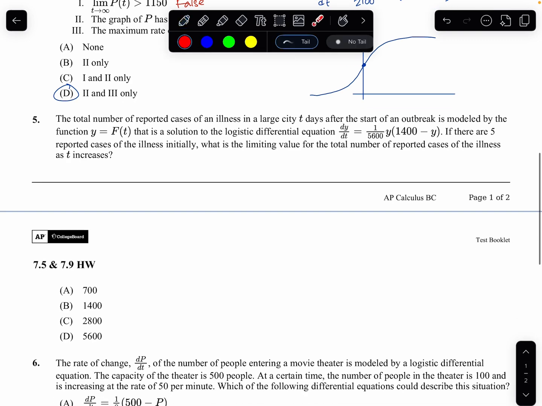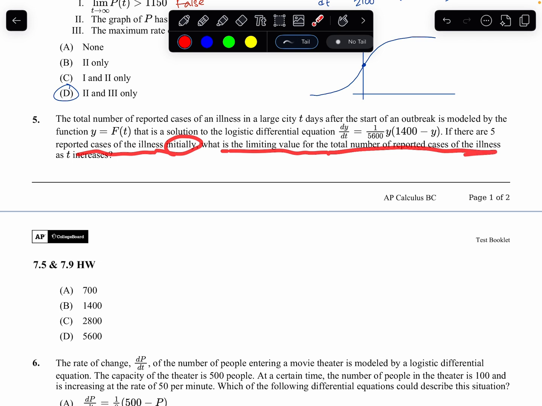All right, the total number of reported cases of illness in a large city after the start of an outbreak is modeled by the function that is a solution to the logistic differential equation here. So here's the derivative for this function. If there are 5 reported cases of the illness initially, what is the limiting value of the total number of reported cases as t increases?